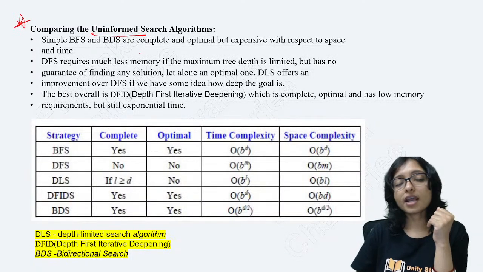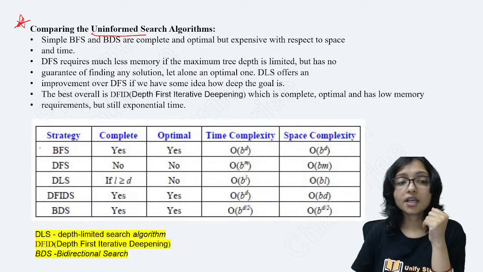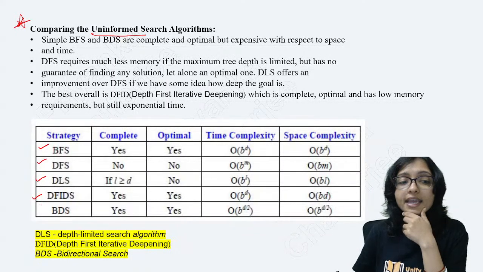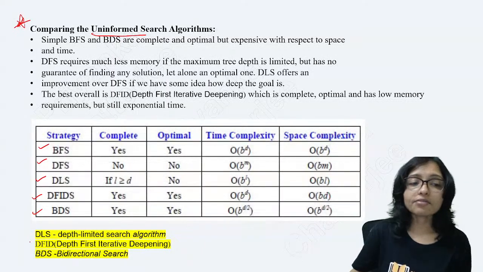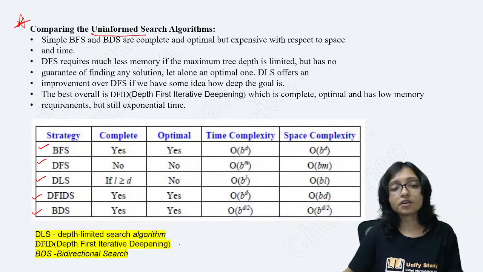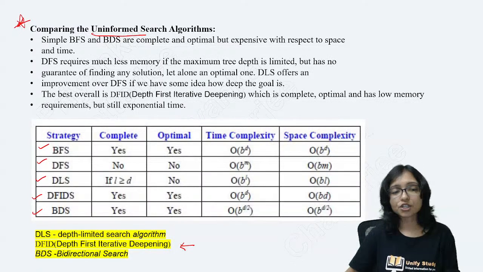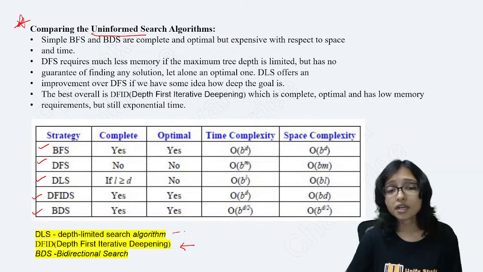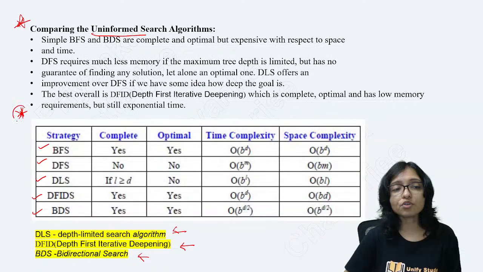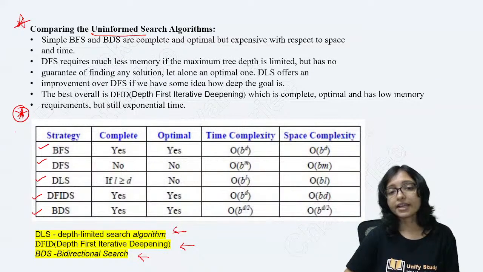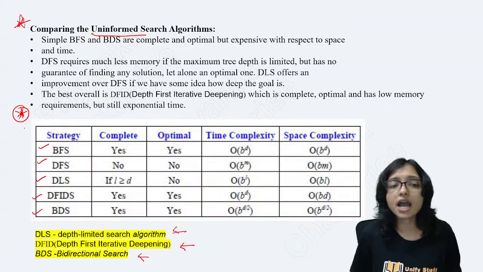Till now, whatever uninformed searches we learned: BFS, DFS, DLS, DFIDS and BDS. DFIDS means depth first iterative deepening search. DLS means depth limited search. BDS means bidirectional search. This chart will be very helpful for your exam. Very helpful. Write down this chart.